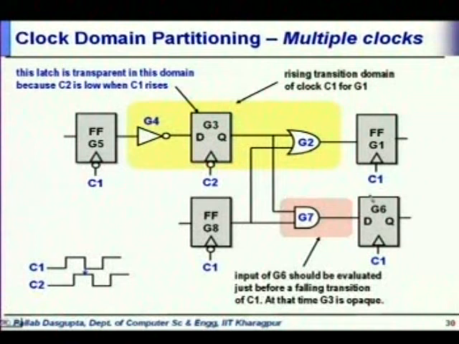So the only thing that we have to evaluate is G7. We take the steady state value of Q here, we take the value that is present here, simulate G7, and produce the value of D, and that's the value of D that is going to get latched when C1 falls. Is this clear?